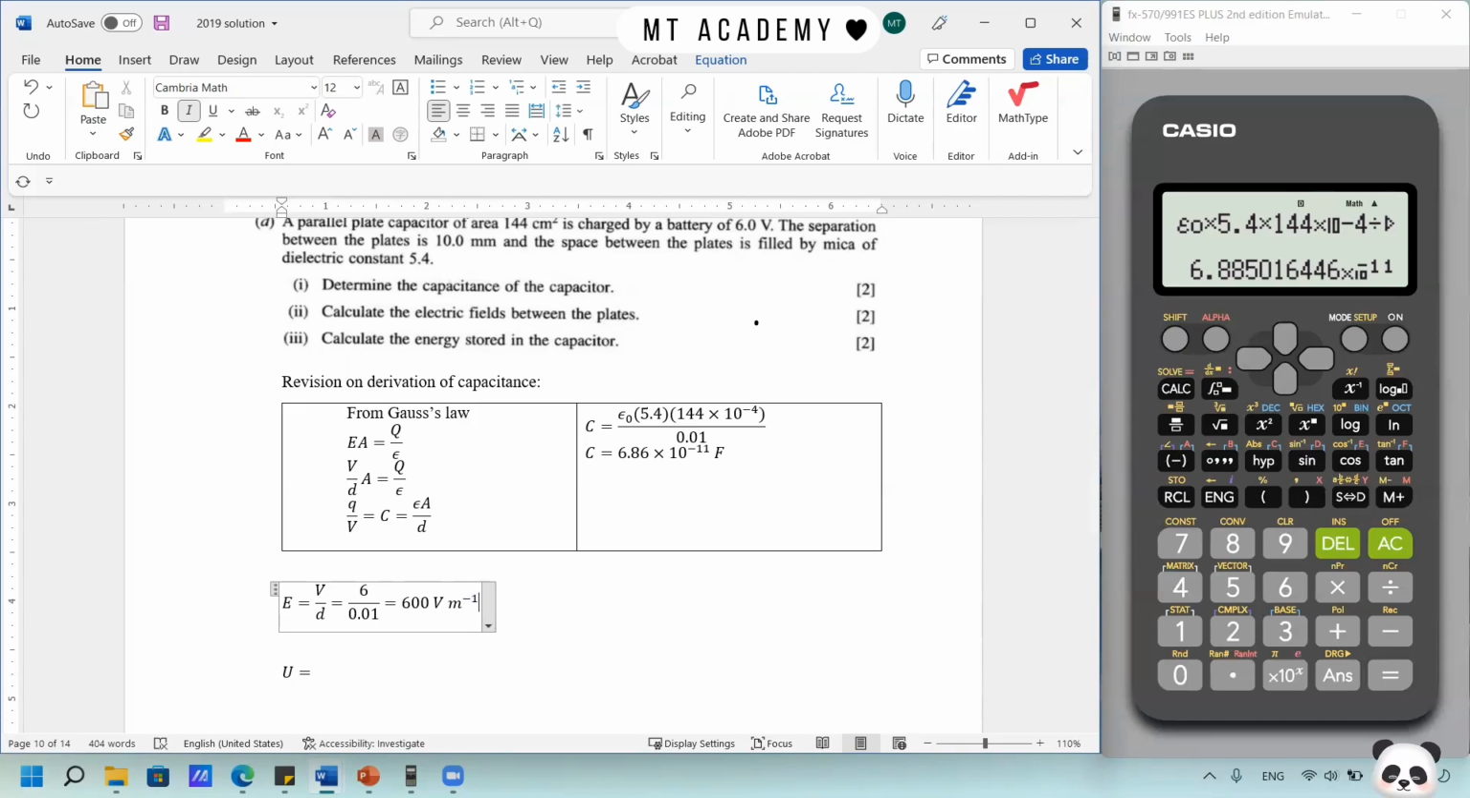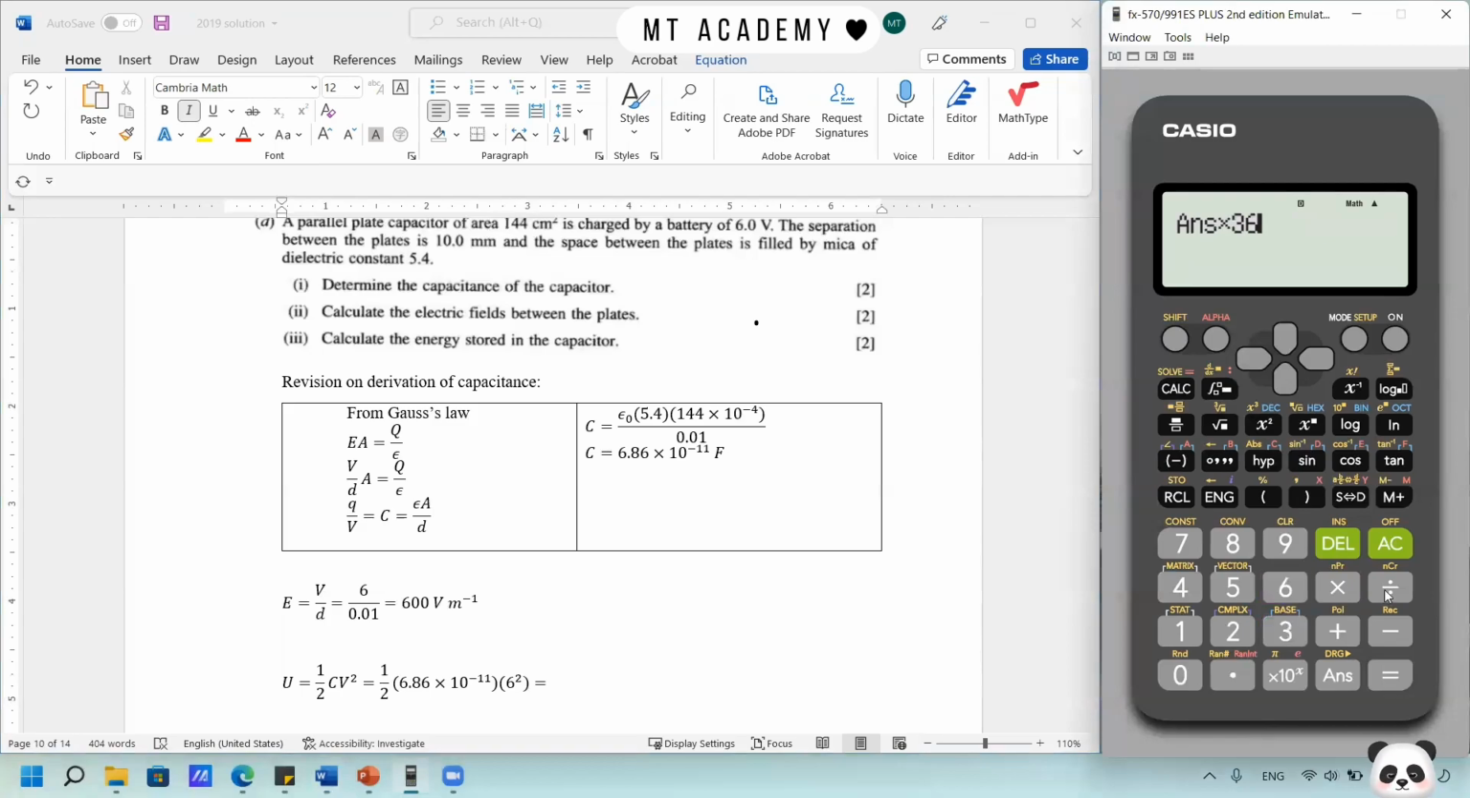Next, calculate the energy stored in the capacitor. Easy: half CV squared, or you can use other formulas as well. So half times the capacitance, which is the one we have calculated, multiplied by the voltage, which is 6 volt. So 6.86 times 10 to the power of -11 multiplied by 36, 6 squared, divided by 2. That will be equal to 1.24 times 10 to the power of -9. The unit for energy is joule.